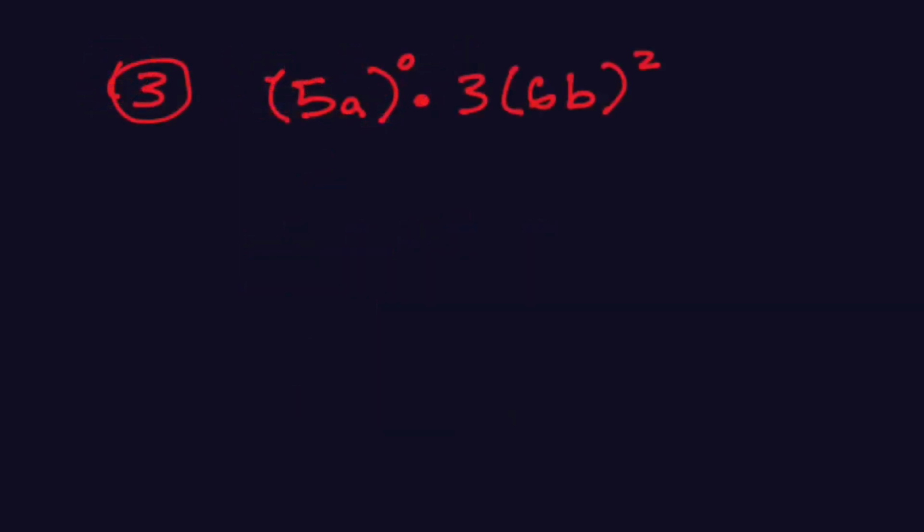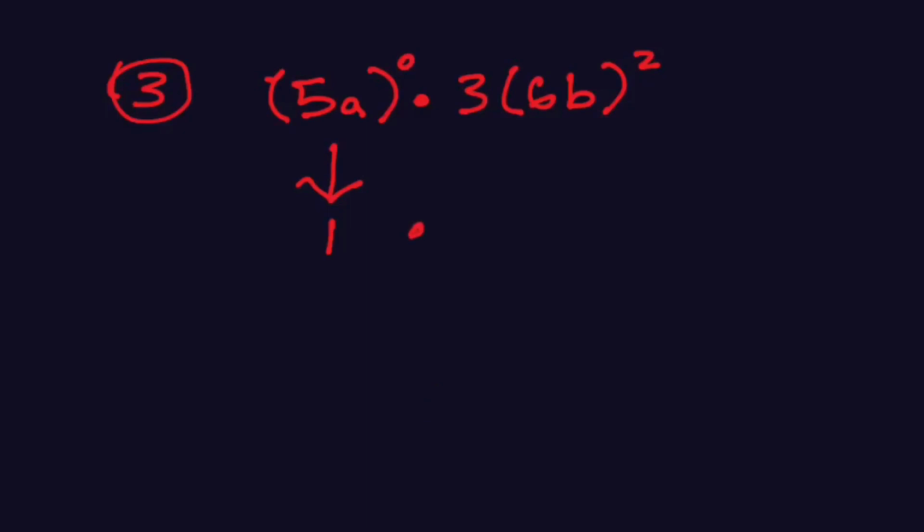Okay, final problem. Like the first problem, for this we're going to do it in two separate parts. We're going to simplify this first, and then this, and then towards the end we will multiply them together. So let's start with 5a to the 0th power. If you remember the zero exponent property from earlier in this video, you'll know that anything to the zero power is equal to 1. So to simplify this, it's actually quite easy. All you're going to do is change this to 1, because 5a to the 0th power is equal to 1.